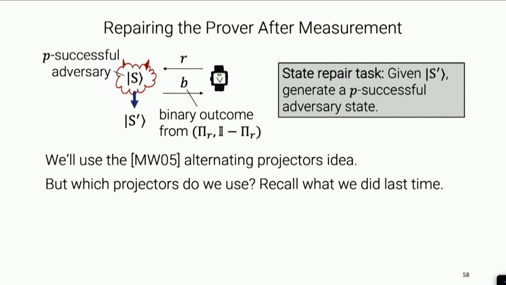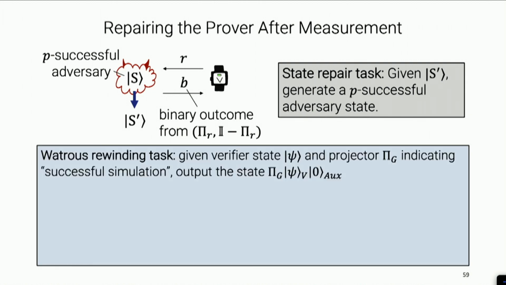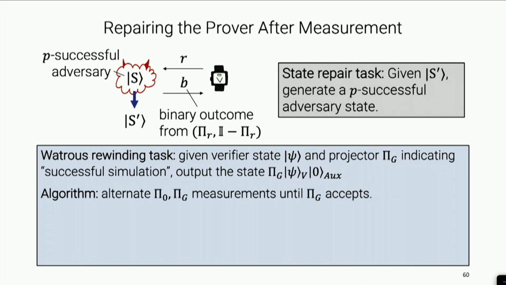So, to Chris's question, where are we going to pick these projectors? What projectors could possibly help us with the task at hand? Let's look at what we did last time and see if that can give us any inspiration. Last time, with the Watrous rewinding task, we were given some verifier state psi and some projector pi g indicating successful simulation, and our goal was to output some particular conditional state. The algorithm we came up with was to alternate two projectors back and forth, pi 0 and pi g.